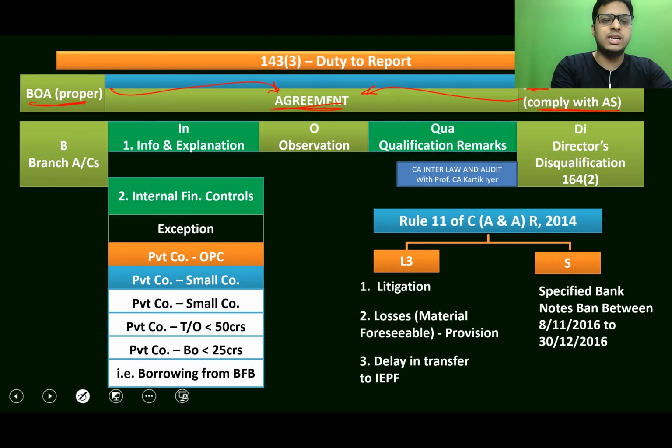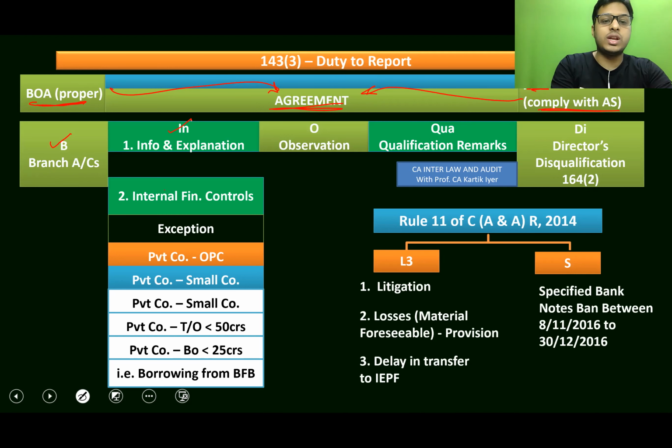Next, they have said here that we have to comment whether the branch accounts are properly kept or not. Okay, branch accounts returns are coming to the head office or not. Whether branch accounts details are maintained properly or not. Whether information and explanation has been properly received or not by the auditor. This the auditor has to report on.